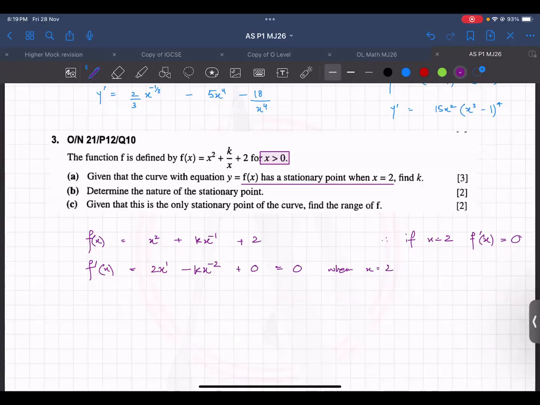x is 2. So this means now 2 times 2 minus k, 2 power minus 2 is equal to 0. And now we can find the value of k. So 4 minus k upon 4 is equal to 0. 4 is equal to k upon 4. And so your k comes out as 16. This would go over there and multiply.